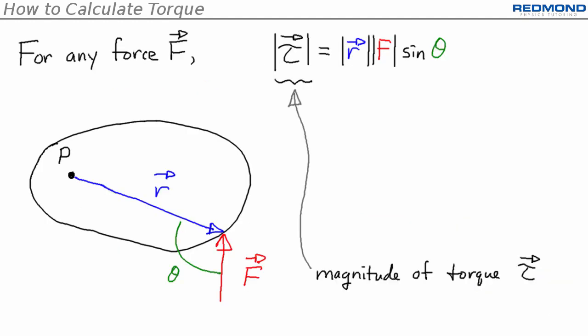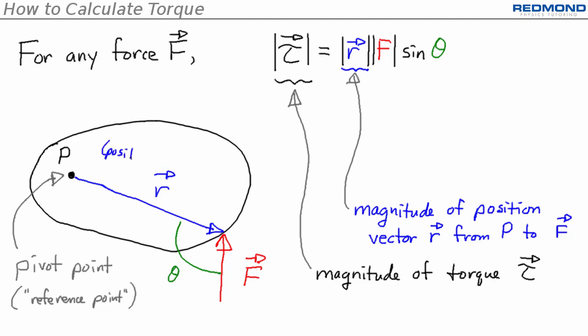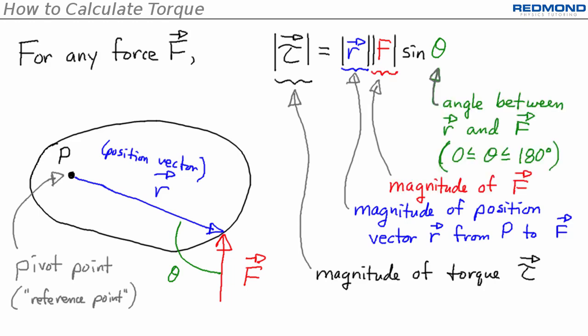For any force F, the magnitude of torque can be calculated as r F sine theta about a pivot point P. This is one of the strange things about torque. It must be defined about a pivot point, sometimes called a reference point. r, then, is a position vector from the pivot point to the force, and to calculate torque, I simply multiply the magnitude of r by the magnitude of F and sine of the angle between r and F, which I've shown here in green.